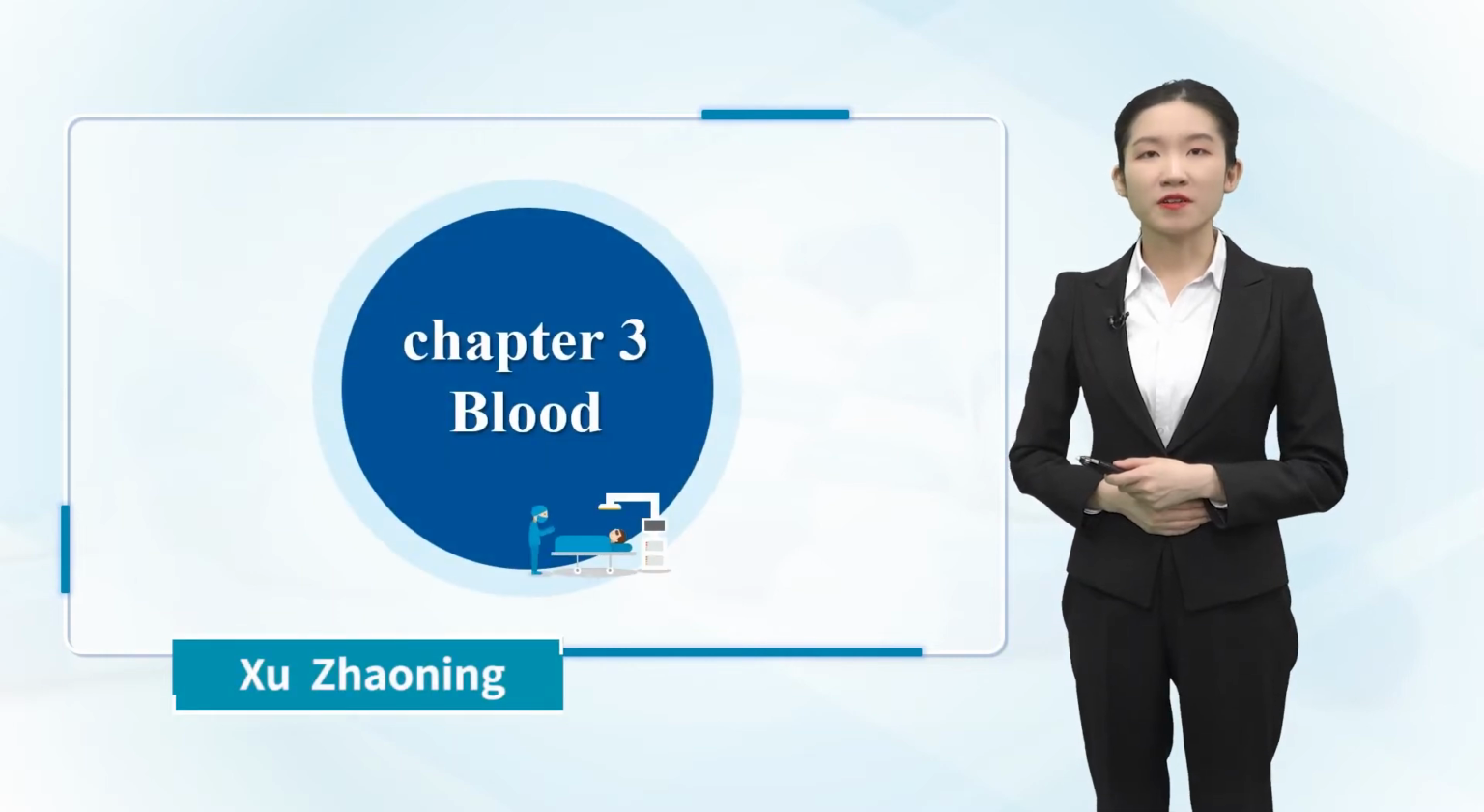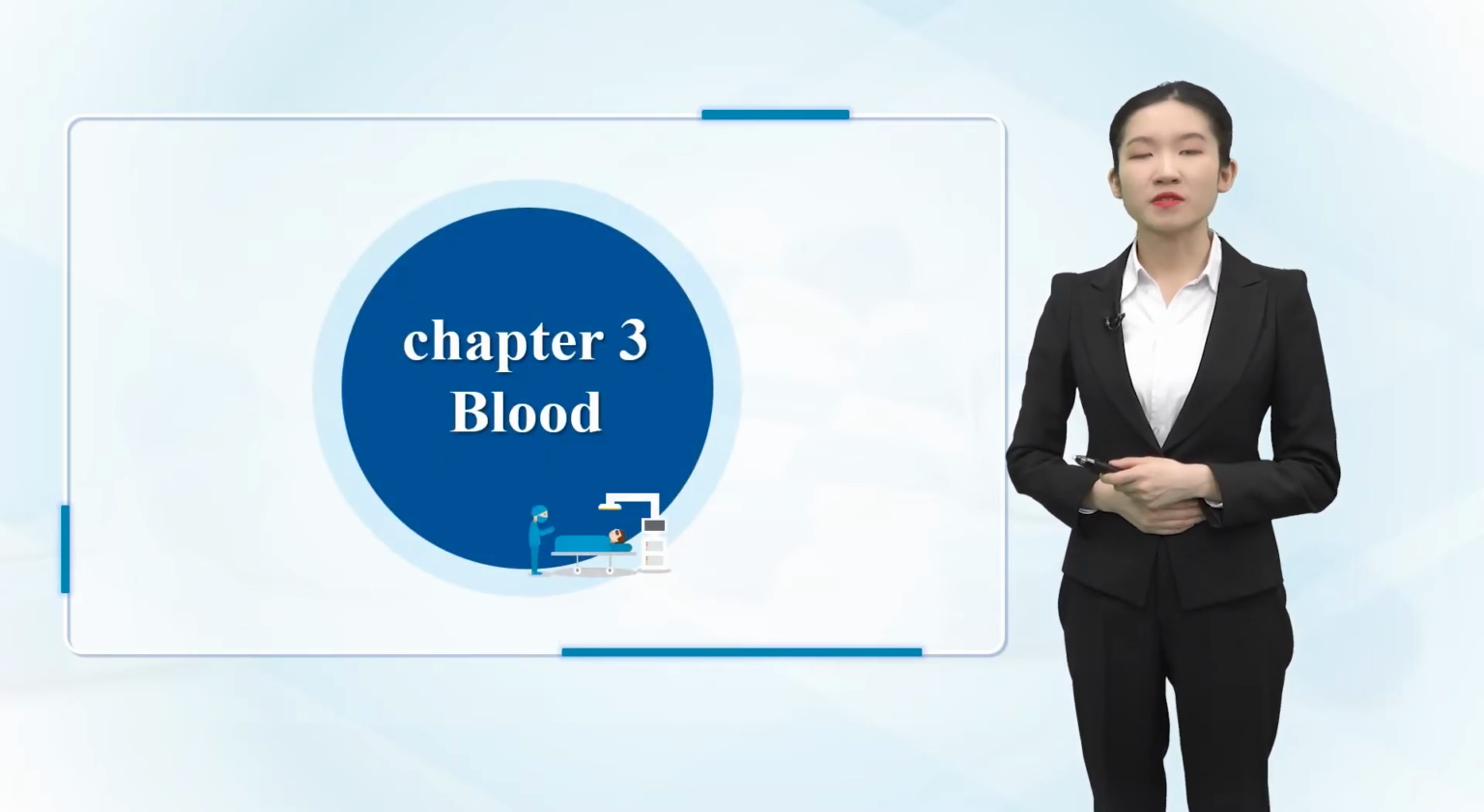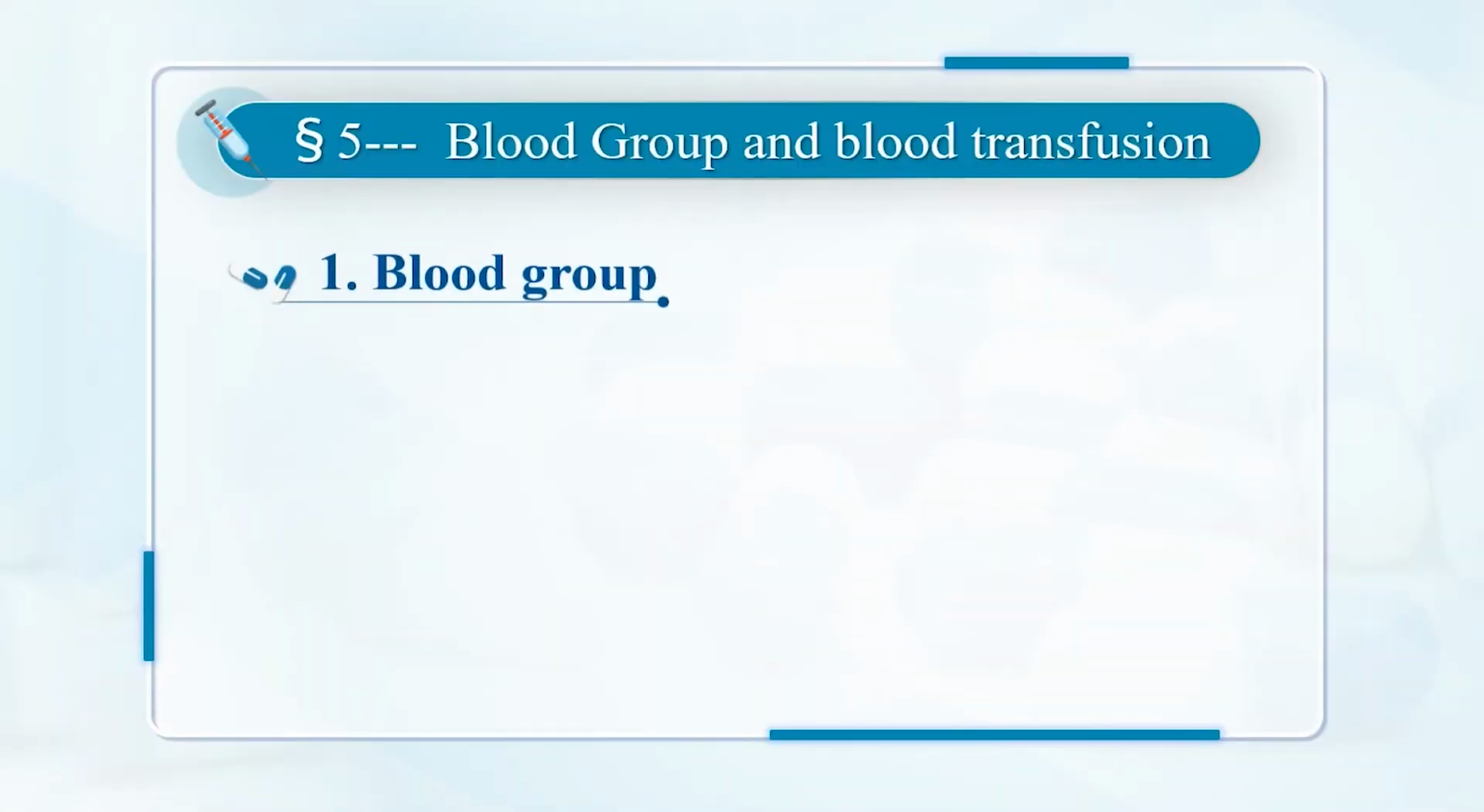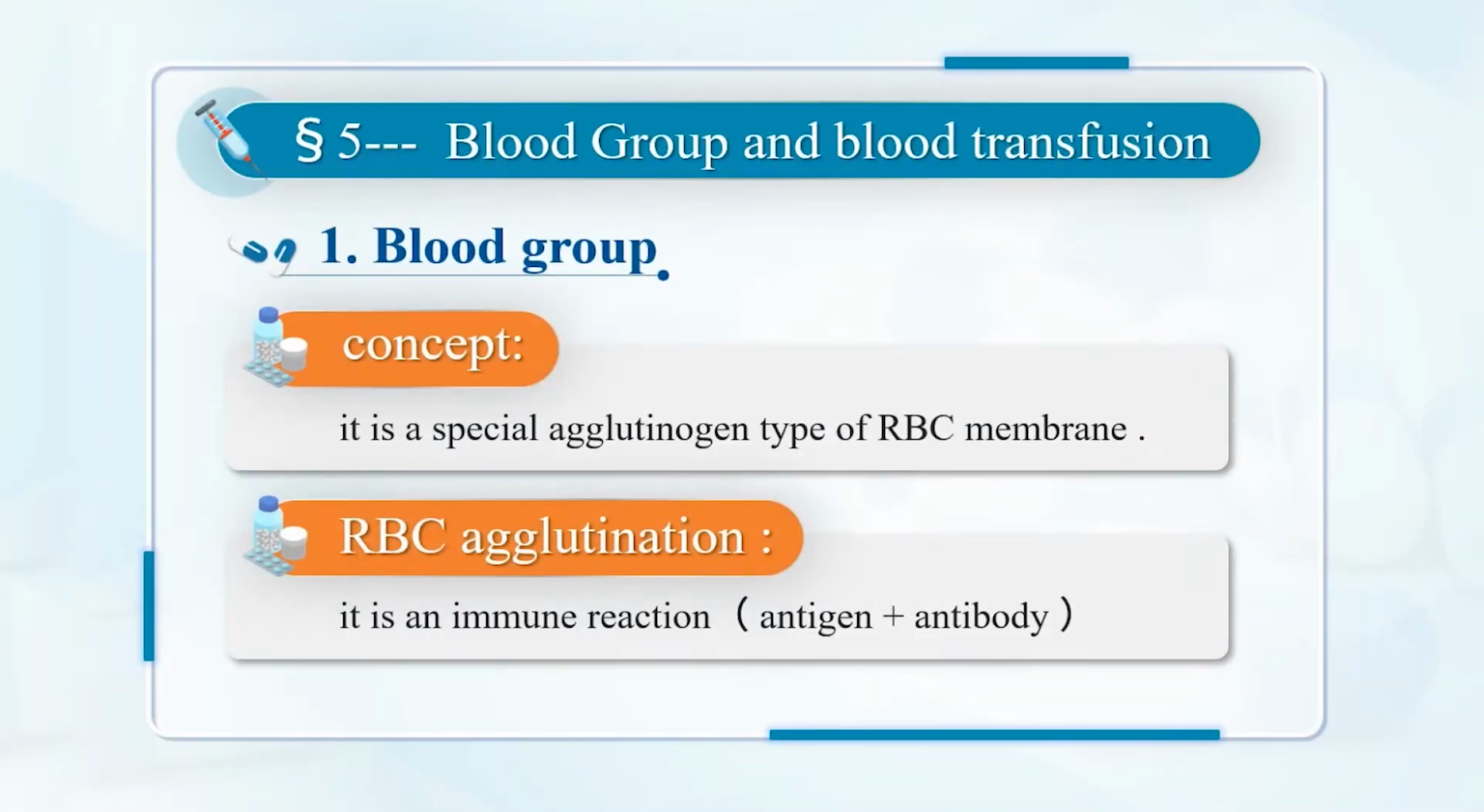Everyone, today let's learn something about the blood group and blood transfusion. Blood group. It is a special agglutinogen type of red blood cell membrane.